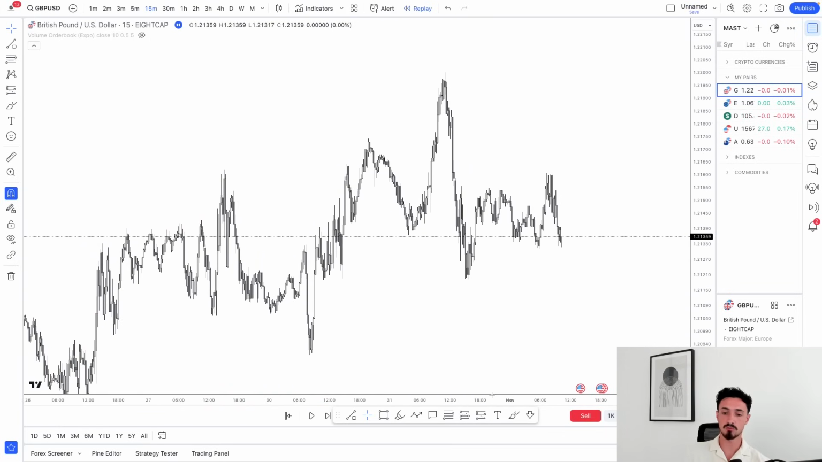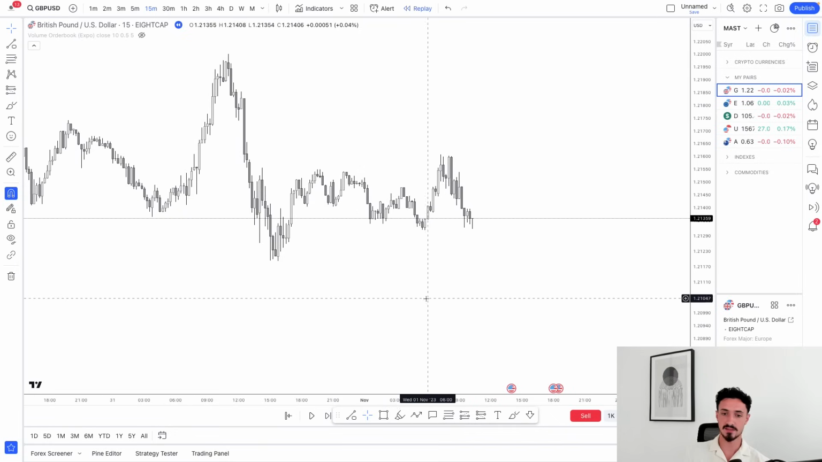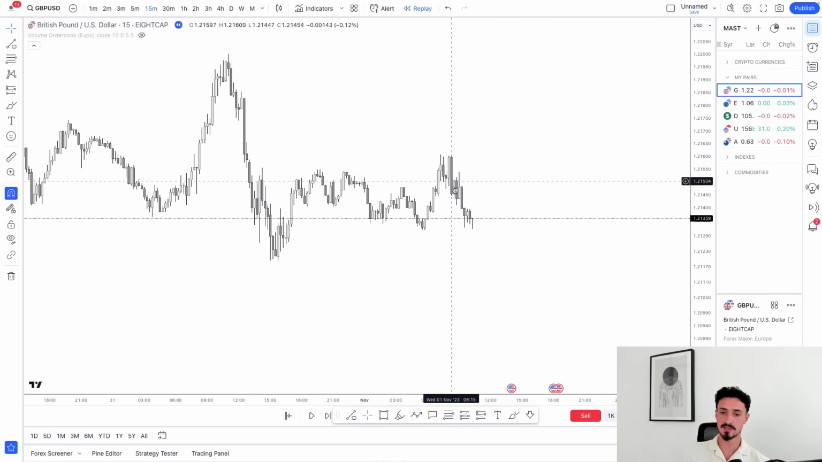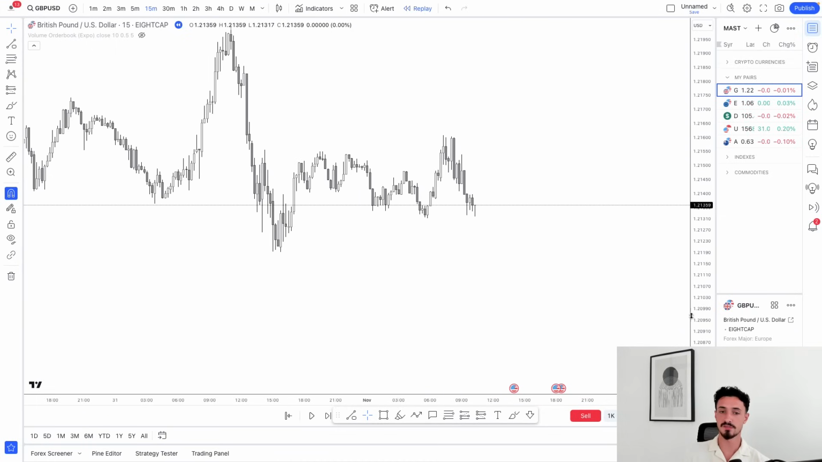So first, I'll run you through the first trade. This is the trade that Ben took in New York Open on Wednesday. Then I'll run you through the long position that I took in London on Thursday. So Wednesday, 1st of November is the first one, using the first model.